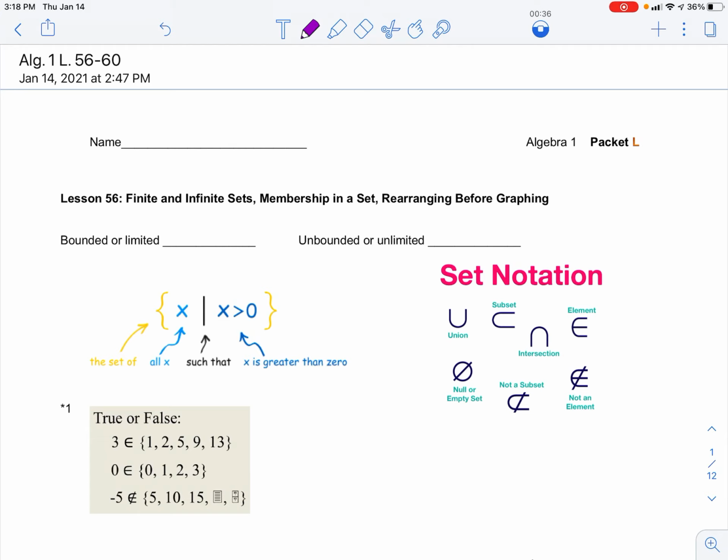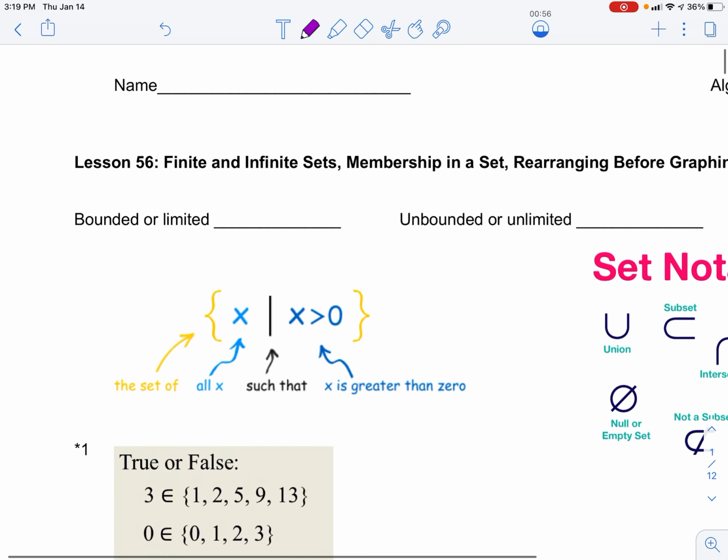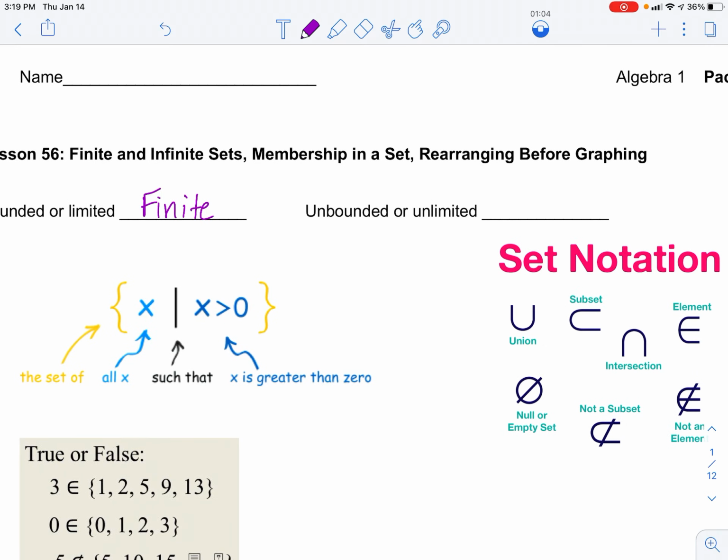So finite, if you think about the word finite, you think about something being bounded or limited, okay? Infinite would be more without end, infinite. So let's go ahead and fill that in. You're going to notice right at the top here, if something is bounded or limited, we're talking about something that is finite. If we're talking about something that is unbounded or unlimited or without end, maybe you want to add that here, without end, we're talking about something that's infinite. In other words, it goes on and on forever and ever.